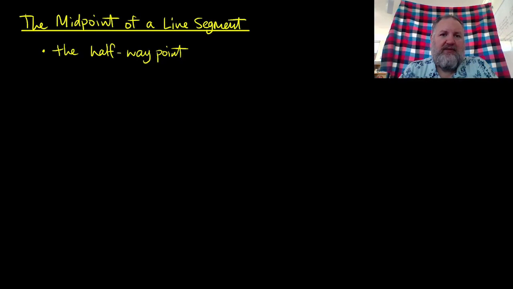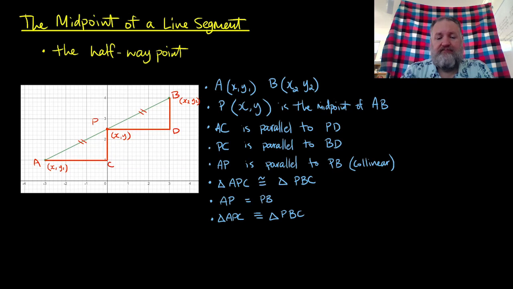Okay, another quick revision one about the midpoints of line segments. So the midpoint, obviously, it's just halfway. So let's have a look. Let's say I've got a line, I'm going to call it AB. So there's A, there's B.